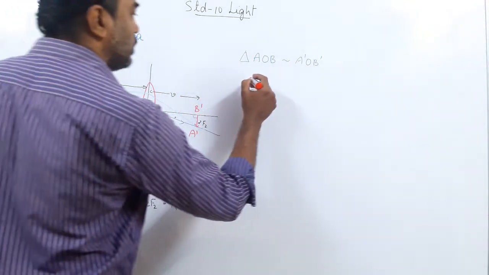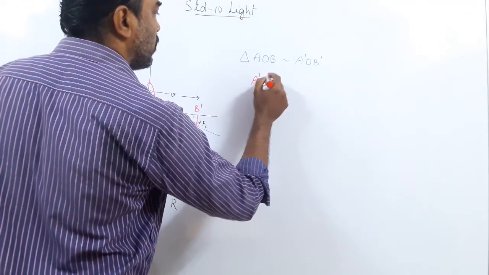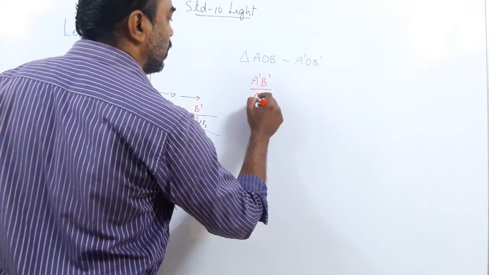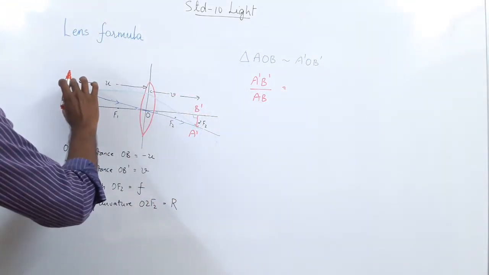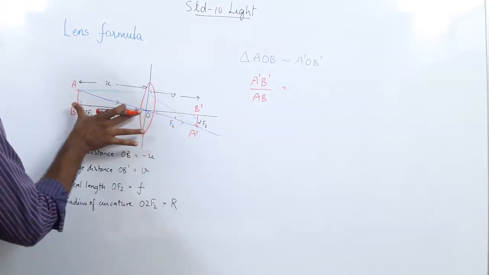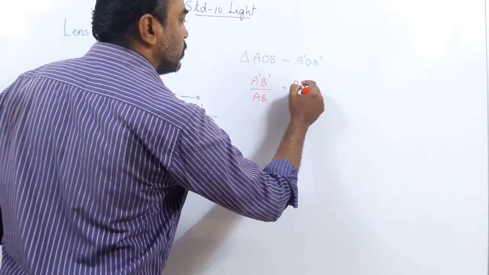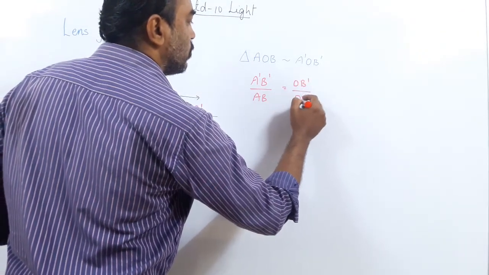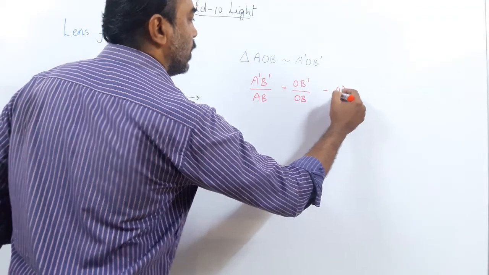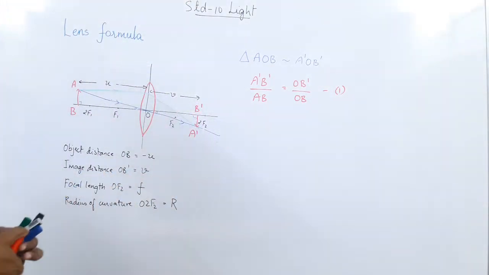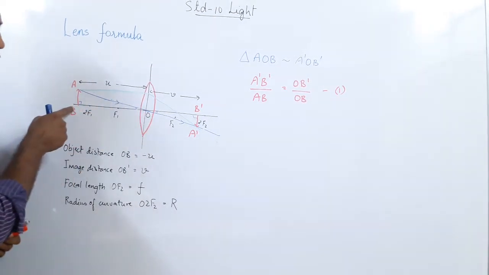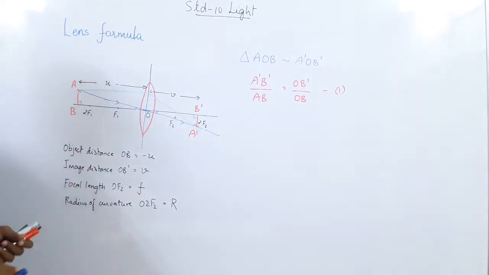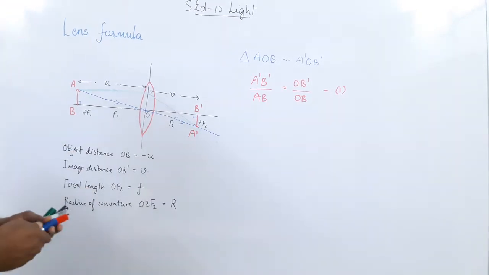Because they are similar, what result follows from this? A prime B prime upon AB is equal to OB prime upon OB. This is result 1. Right? So understood which triangles they have taken? AOB and A prime OB prime. Okay.